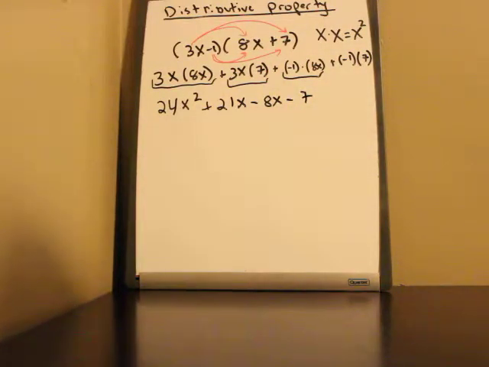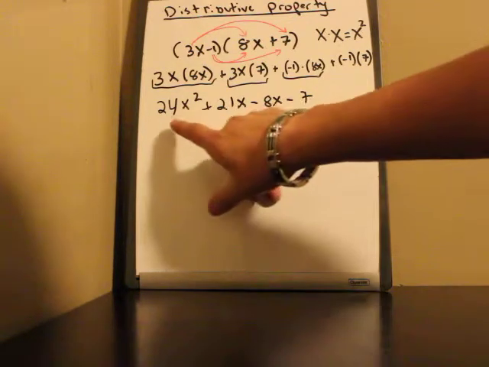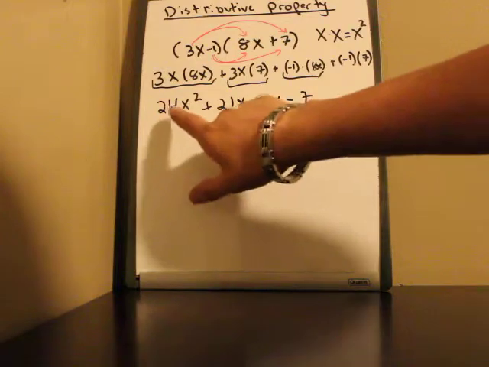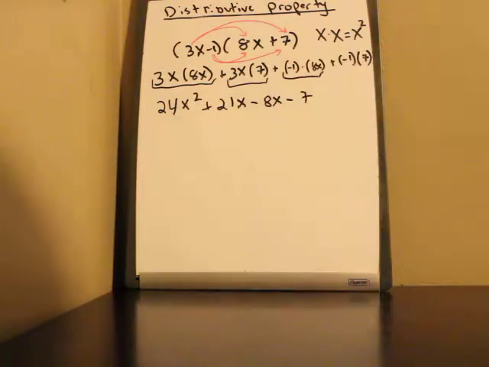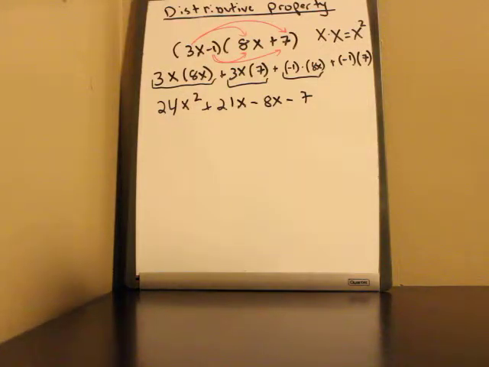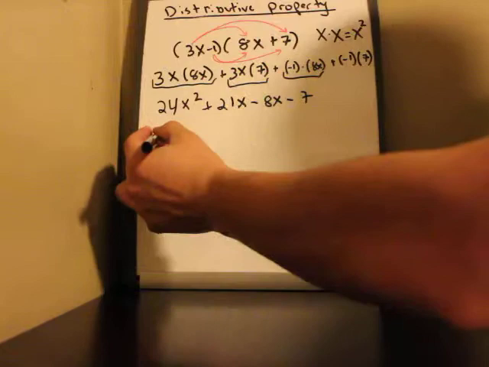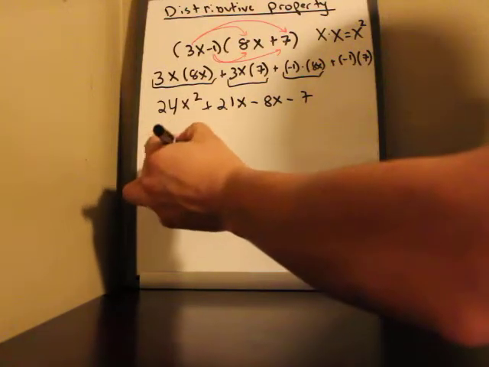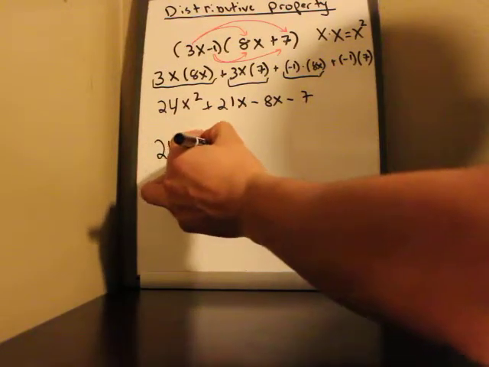Finally, at this point, we're almost done. We just need to simplify further. So right now we have 24x squared. This is the only term that has the x squared. Okay, so we can't combine it and add other numbers to it. So we can just write down 24x squared.